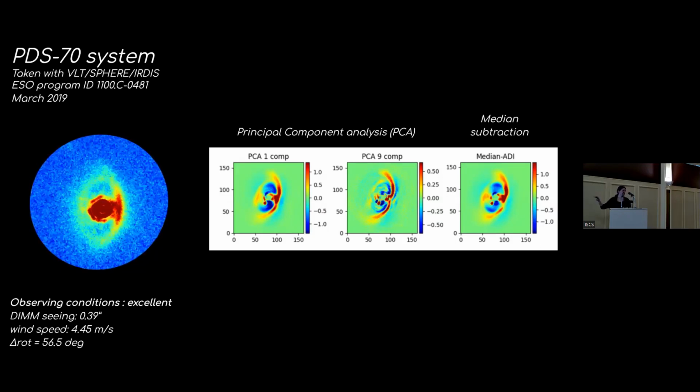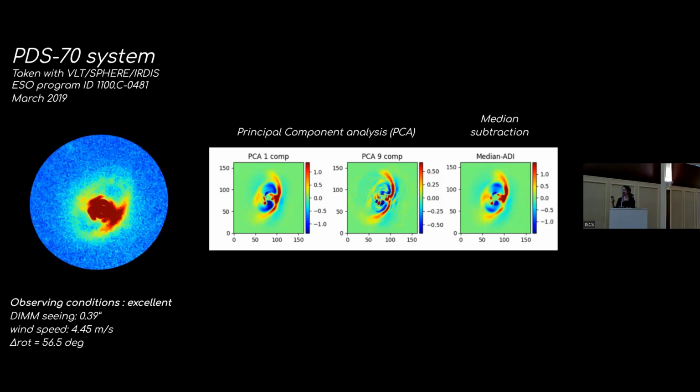To process those data sets, the two most commonly used techniques nowadays are principal component analysis, PCA, or median subtraction. They are great for detecting planets and they work well, but as you can see, for extended signal they introduce systematic deformation, and that can bias the interpretation of the observation.